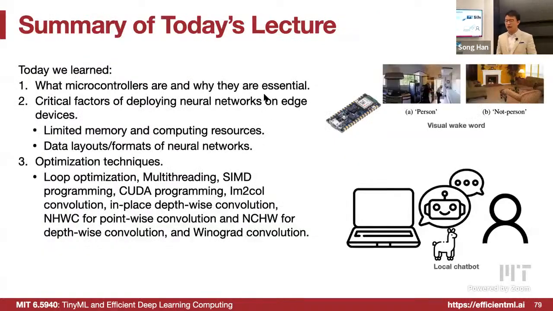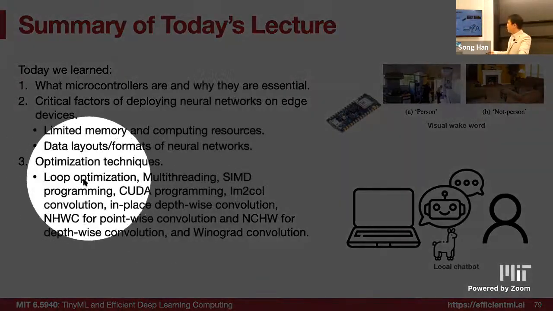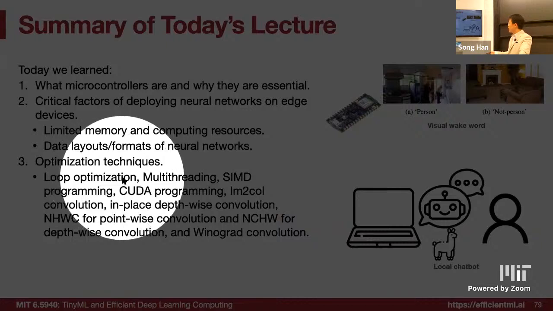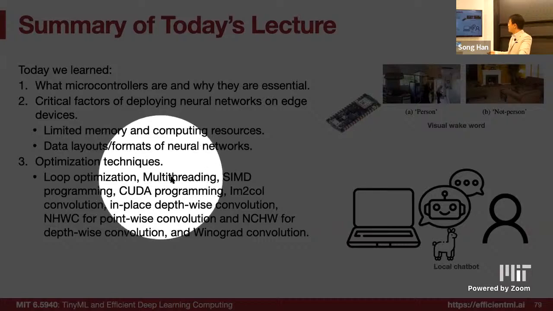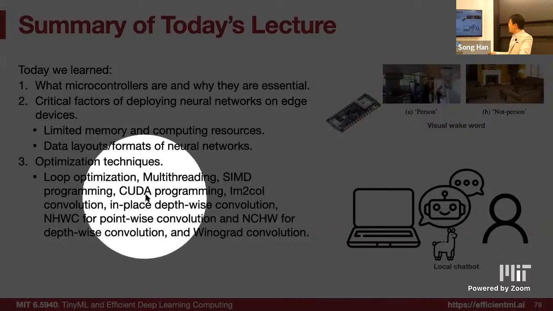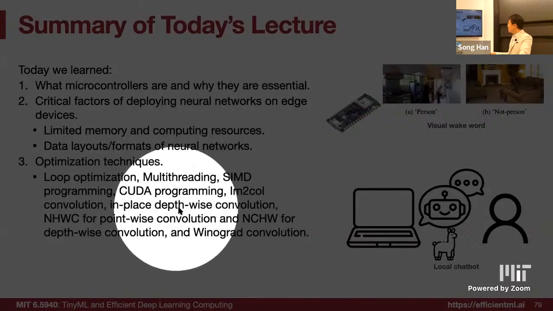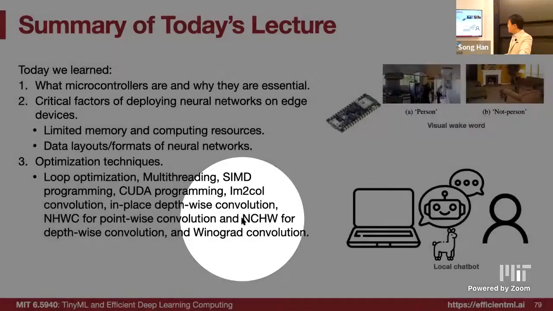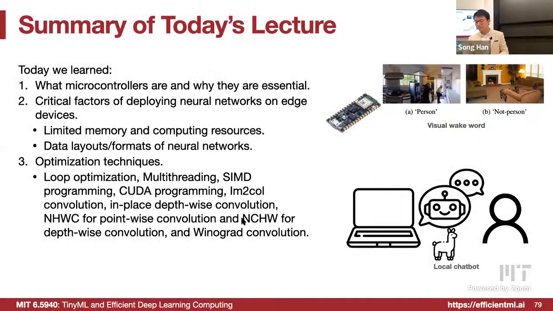So here's the summary of today's lecture. We talked about microcontrollers, the resource constraints, and the critical factors limiting why it's difficult, including both memory and compute, and why data layout is very important. For the optimization techniques, we introduced loop optimization, like loop reordering, tiling, and blocking, and also multi-threading techniques, SIMD techniques, CUDA programming, image to column convolution, in-place depthwise convolution, HWC and NCHW layouts, and finally, Winograd convolution.